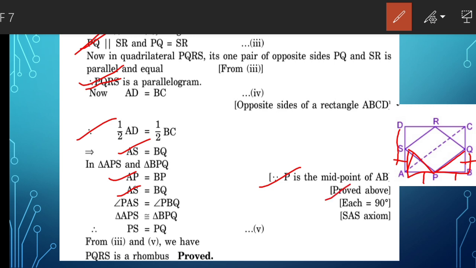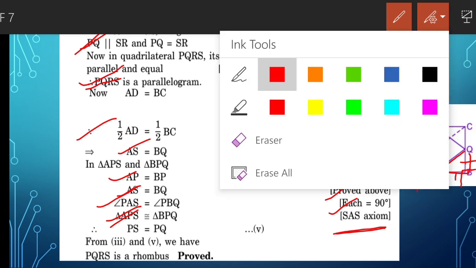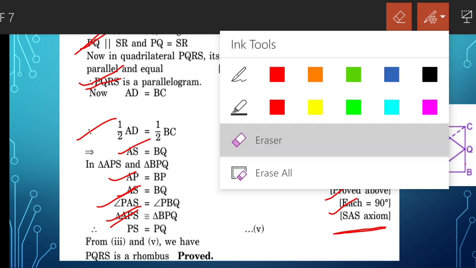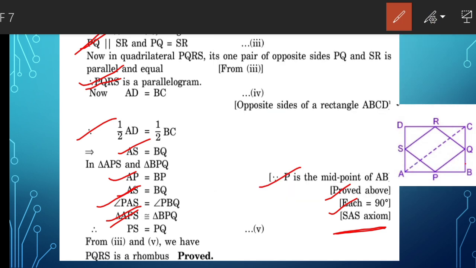And since ABCD is a rectangle, the angle at A and the angle at B are 90. So we can say angle PAS and angle PBQ are each 90. Therefore, by the side angle side axiom, we can say these two triangles APS and BPQ are congruent. So we can say PS is equal to PQ.